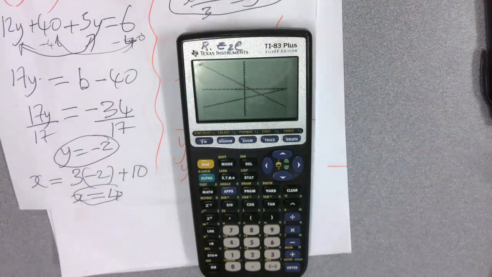We already know the answer. We know the answer from the substitution method. So it doesn't matter which method I use. If I use the substitution method, I get the same answer. If I use the elimination method, I get the same answer. If I use the graphical method, I get the same answer. If the answers are different, then somebody messed up.